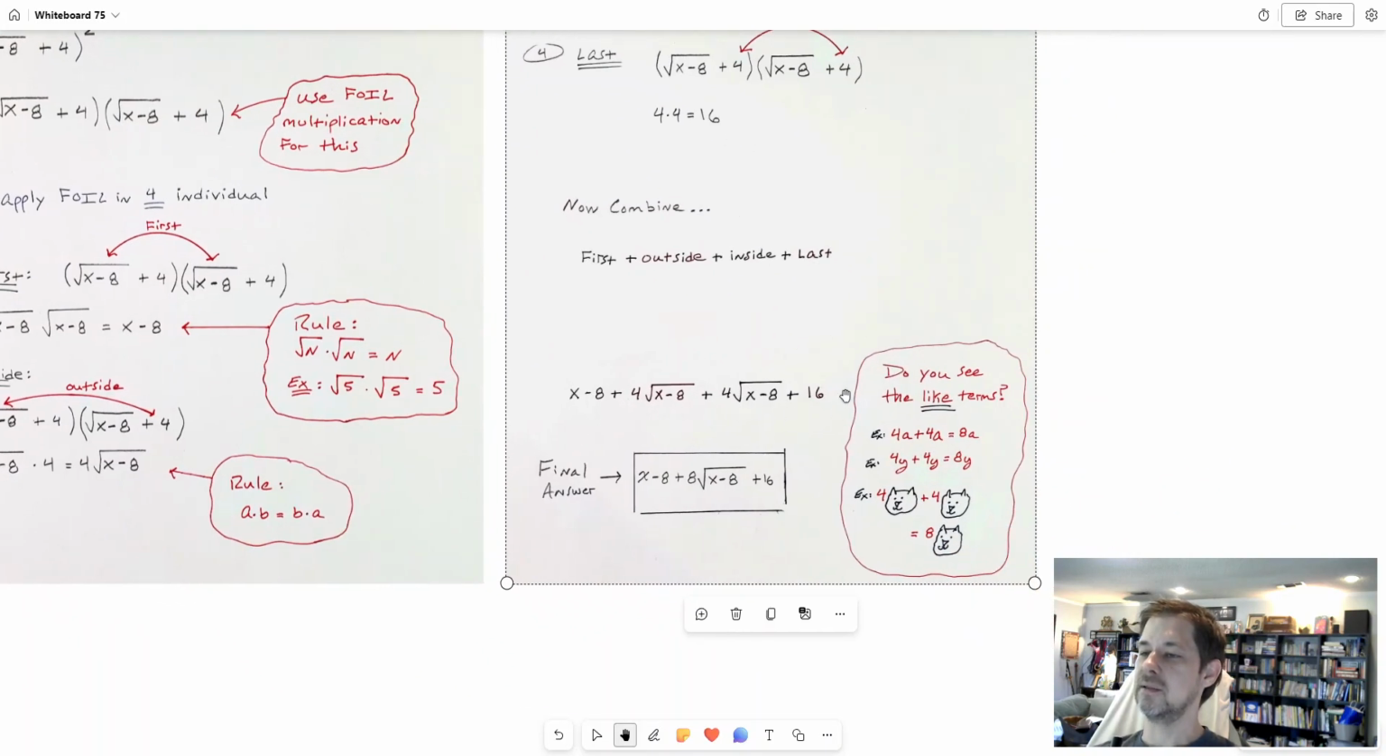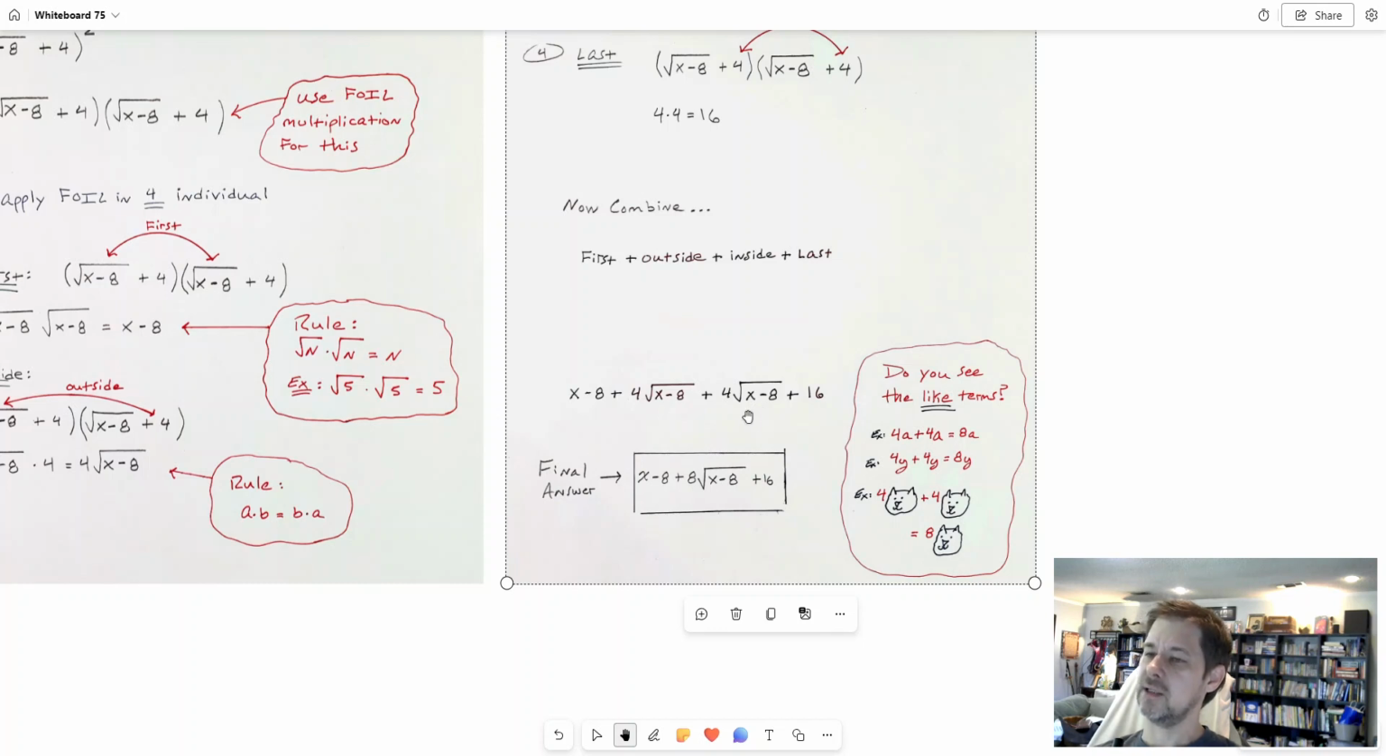So there is almost my answer. I'm one step away. Whenever I get a string of things that are added together like this, which is what I have, first plus outside plus inside plus last, then I will add whatever I can among those terms. So let's focus on this. What strikes me the most about what I can add together is the 4 root x minus 8 plus the 4 root x minus 8.